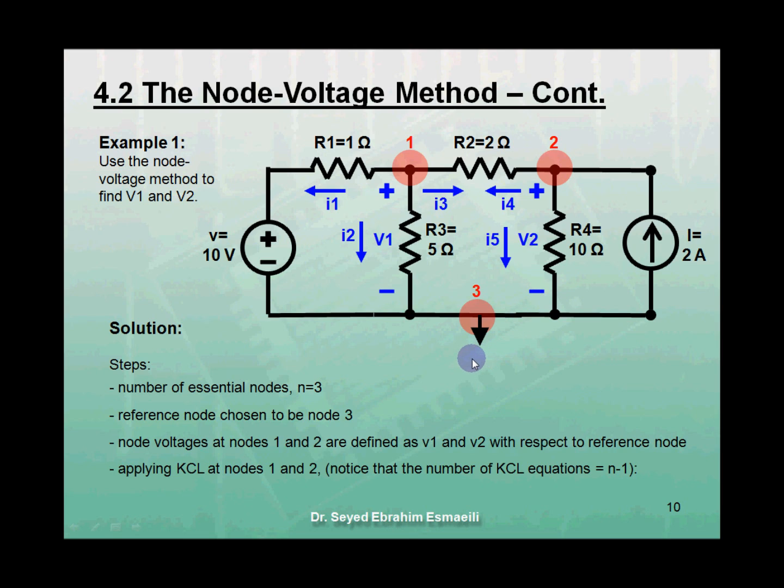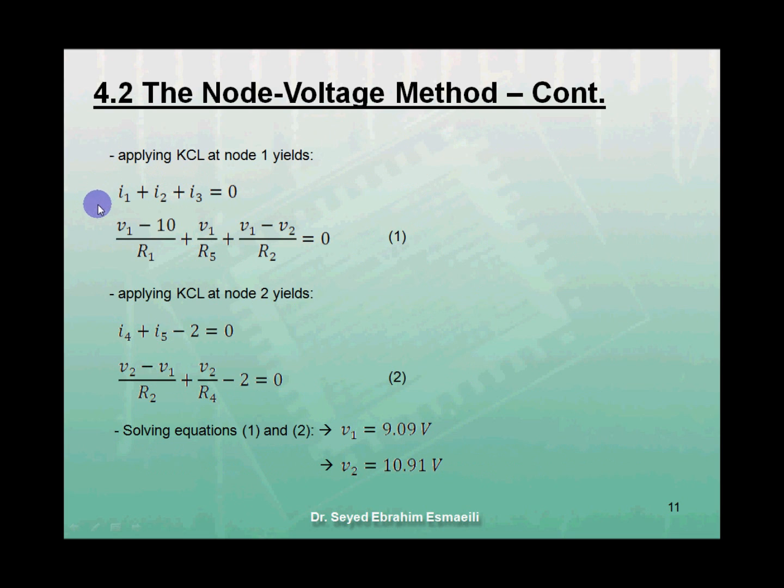By applying KCL at nodes 1 and 2, we get: applying KCL at node 1 yields I1 plus I2 plus I3 equals 0, which can be written as (V1 minus 10) over R1 plus V1 over R5 plus (V1 minus V2) over R2 equals 0.